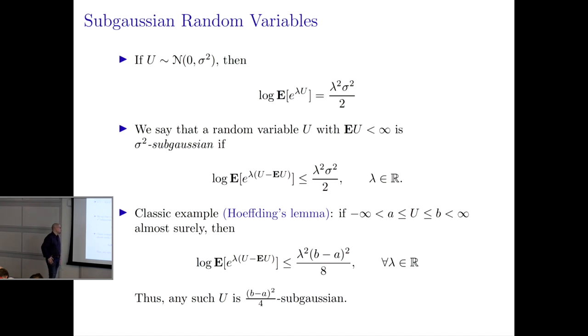So you've seen that, I'm sure. A classic example is now referred to as Hoeffding's lemma. If u is almost surely bounded, so with probability 1 it lies between a and b, and both a and b are finite, then of course it has a mean. And its log moment generating function is upper bounded by lambda squared times the length of this support squared divided by 8. So any such u is sub-Gaussian and the constant is (b minus a) squared over 4. In particular, if u takes values between 0 and 1, then it's sub-Gaussian with parameter 1/4, regardless of the details of the distribution, just by boundedness. There are multiple ways of proving it. The best proof I know is by the exponential tilting trick, but you can easily find that.